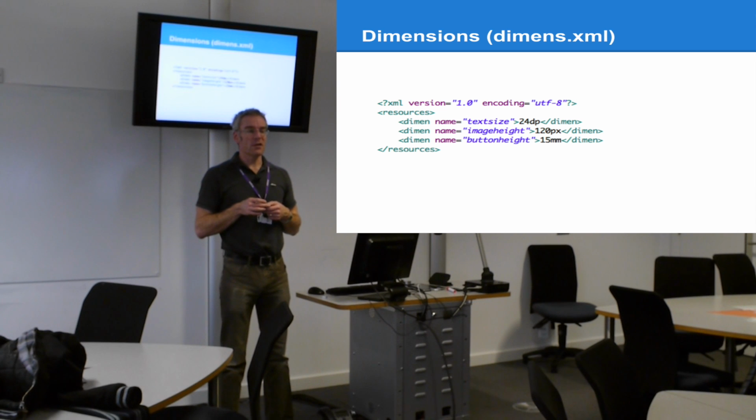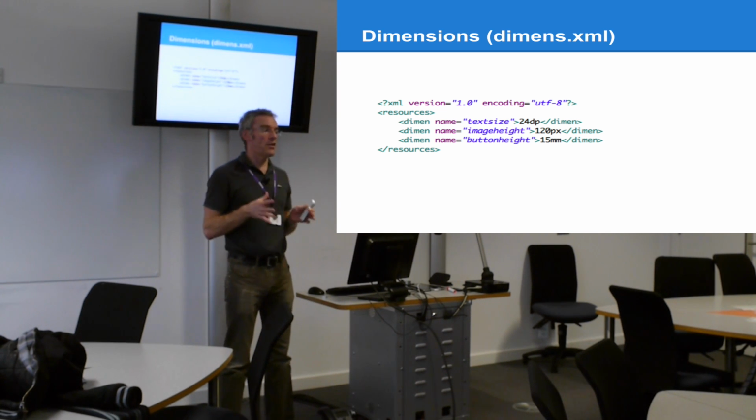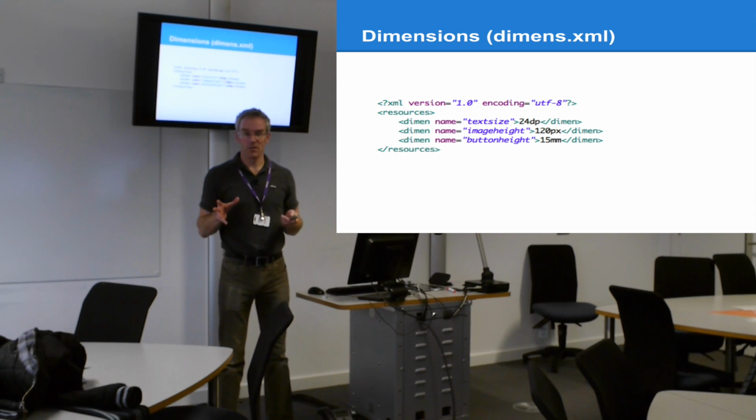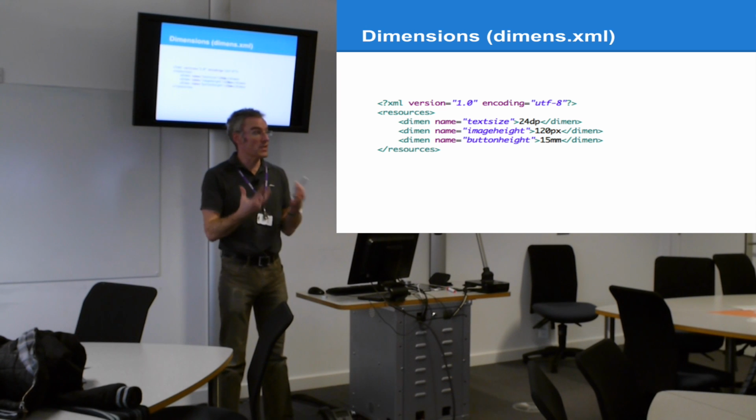So you can see, if I said r.dimens.textSize, I'd get 24 dp out of it. So a really simple way of referencing these values. In fact, it's one of the great features of Android that you've got this lovely sort of centralization of these resources.